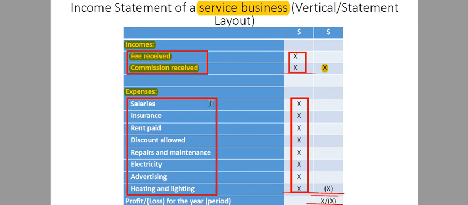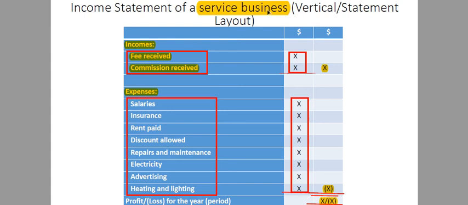So you just list all your expenses in the first column, the total in the second column, and then you subtract the 2 numbers in the second column, and you get a positive or a negative number, which would give you your profit or loss for the year. So this is the income statement of a service business.